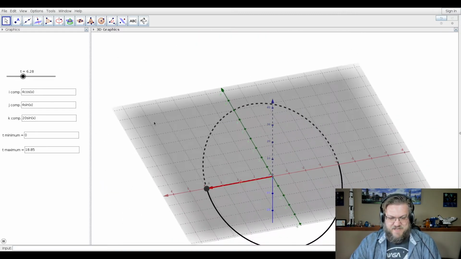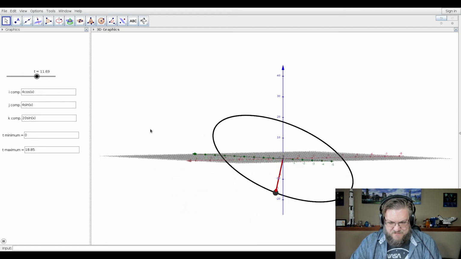Neat. I think I just made the thing upside down, didn't I? Hold on. Where am I at? There we are.